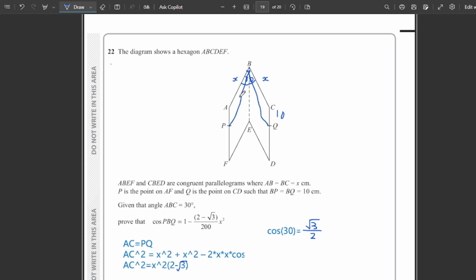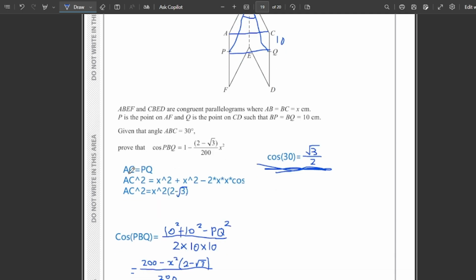Now, what you have to do here is, because it's a parallelogram, PQ is equal to AC. So you have to do cosine rule to get AC in terms of x and cos 30, and cos 30 equals root 3 over 2. That's something you have to remember. You have to do the cosine rule to get AC, and then do the cosine rule again with AC equal to PQ to get this angle in terms of cos.